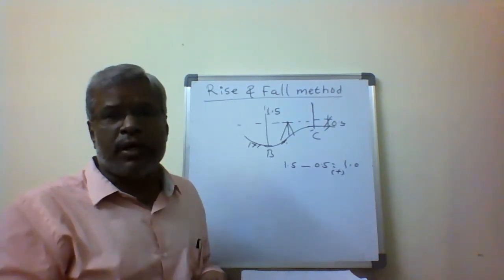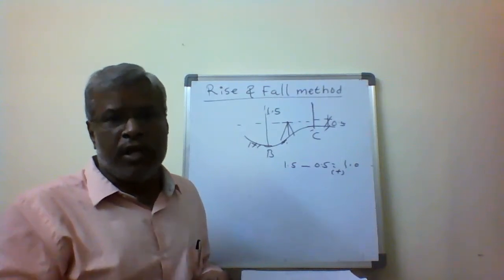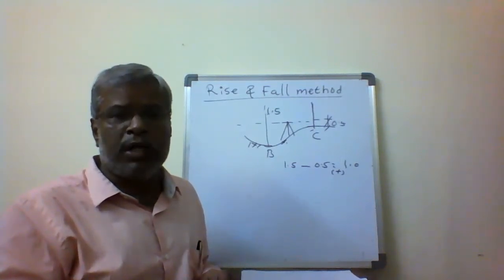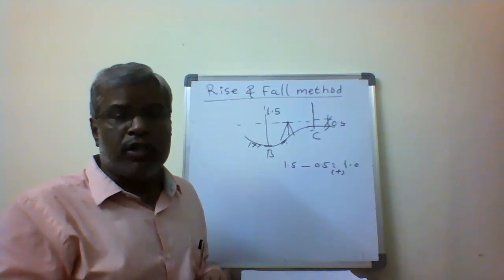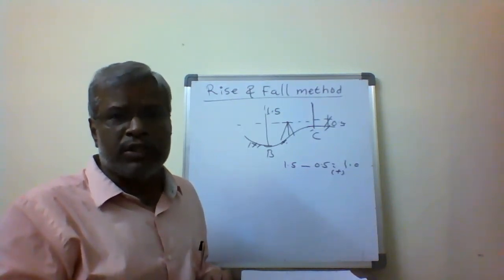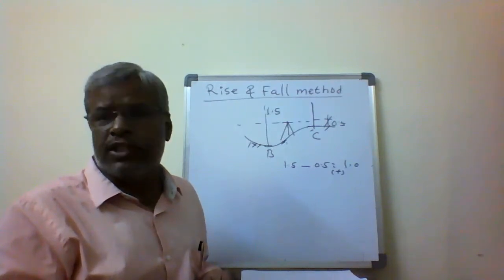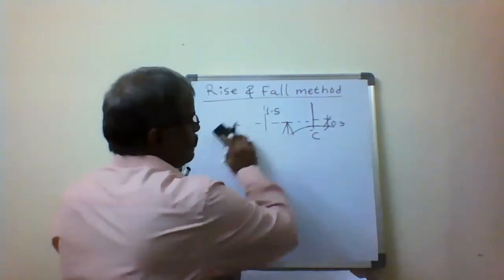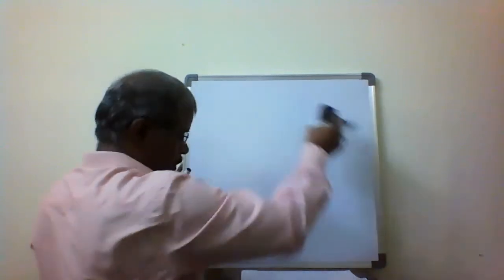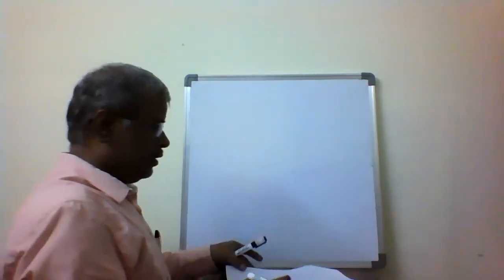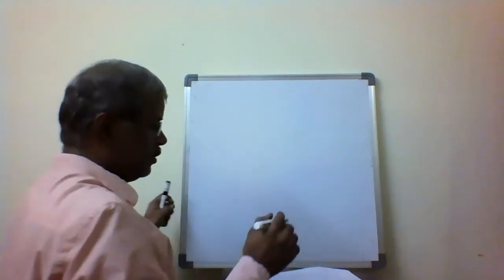Here, the method is going to be called the rise and fall method. The key factor is that you have to calculate properly the rise and fall for the consecutive readings. Then, based on that, we are going to find out the elevations of the points. That's why it is called the rise and fall method. Now the same problem, the previous problem, we are going to calculate by the rise and fall method.